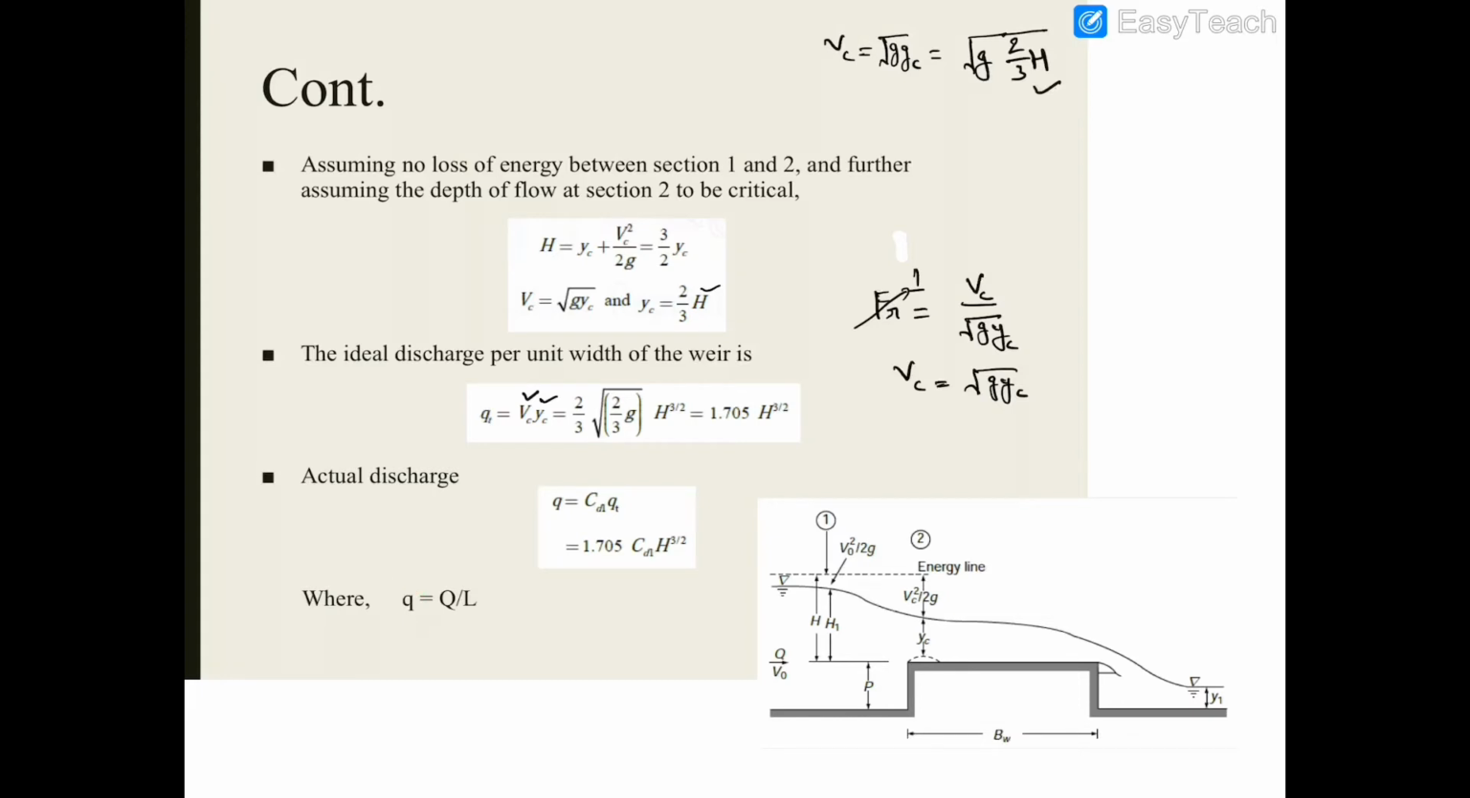where small q is equal to capital Q divided by L, where L is the length of the broad crested weir. And remember one thing here, this BW is the width of the broad crested weir, which is measured in the direction of flow or along the flow, and L is the dimension of the broad crested weir which is measured in the direction transverse to the flow.